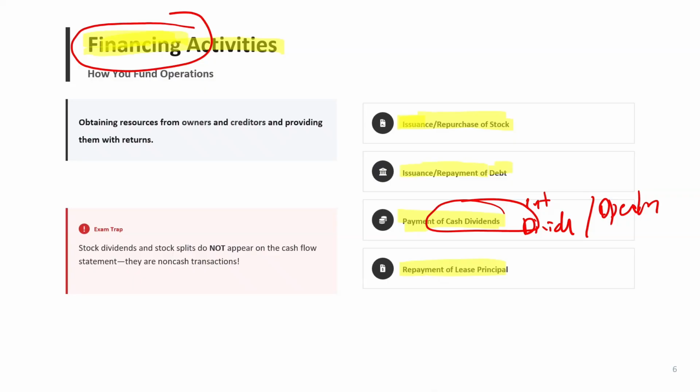Here's an exam trap they like to ask. Instead of purchasing or issuing stock, the company declares stock dividends or stock splits. Whenever there is no cash involved, it does not go to the cash flow statement because they are non-cash transactions.